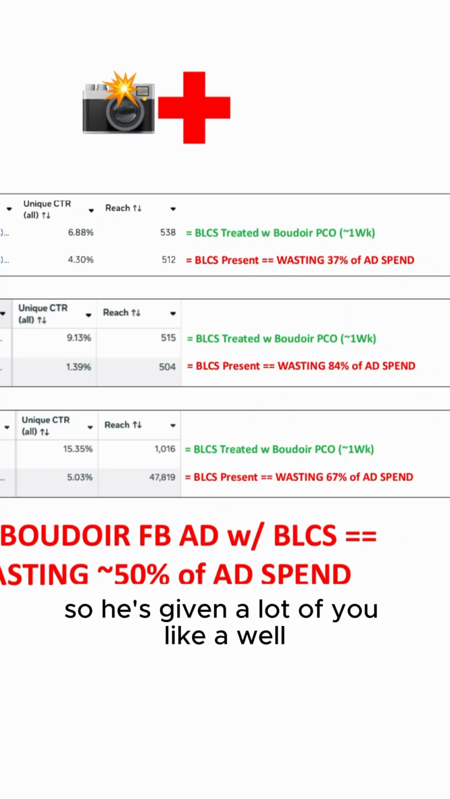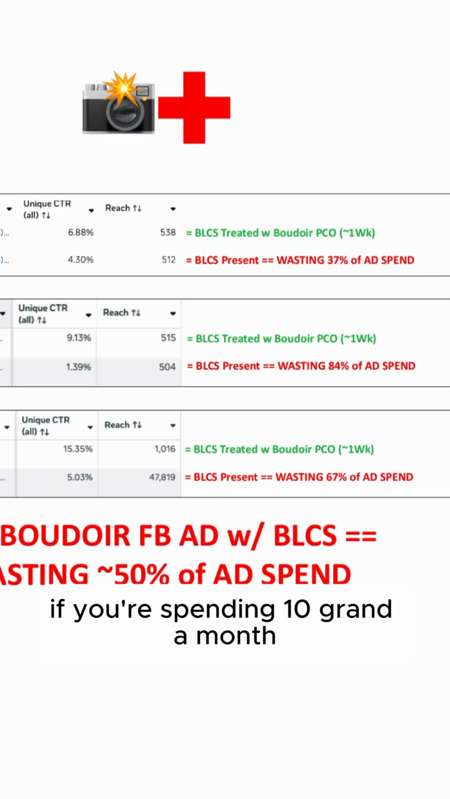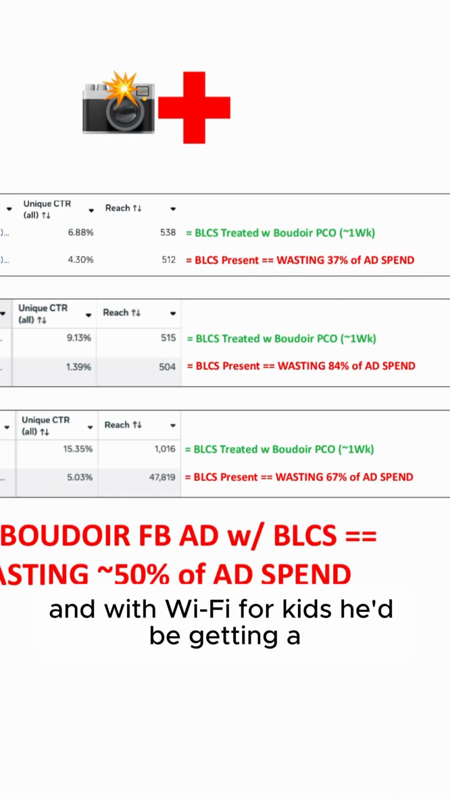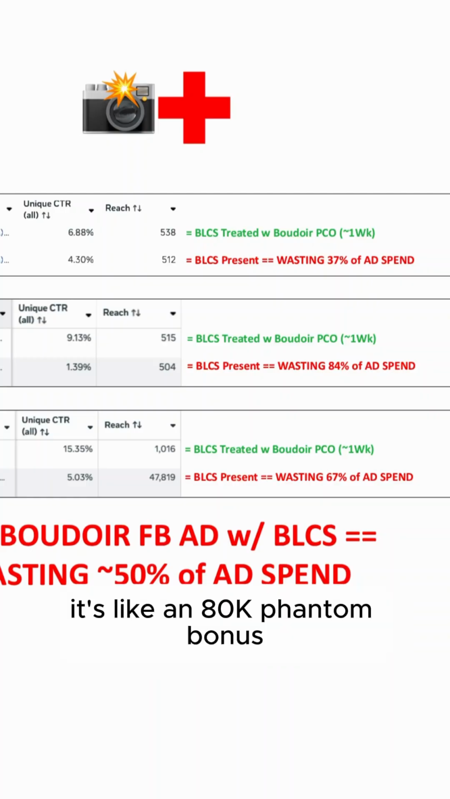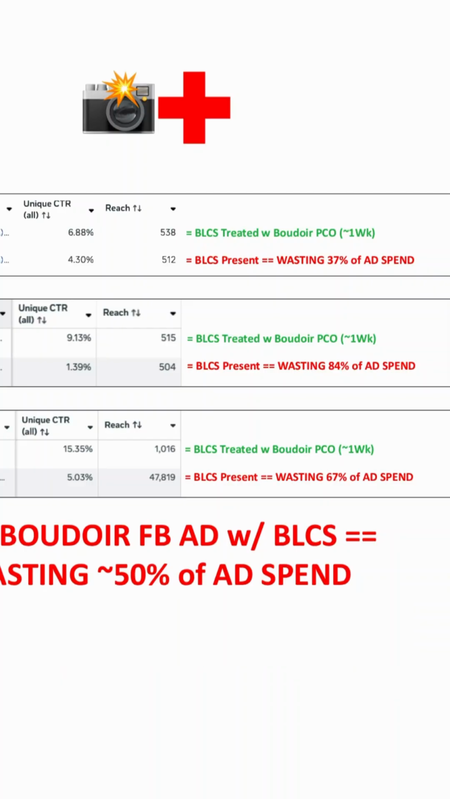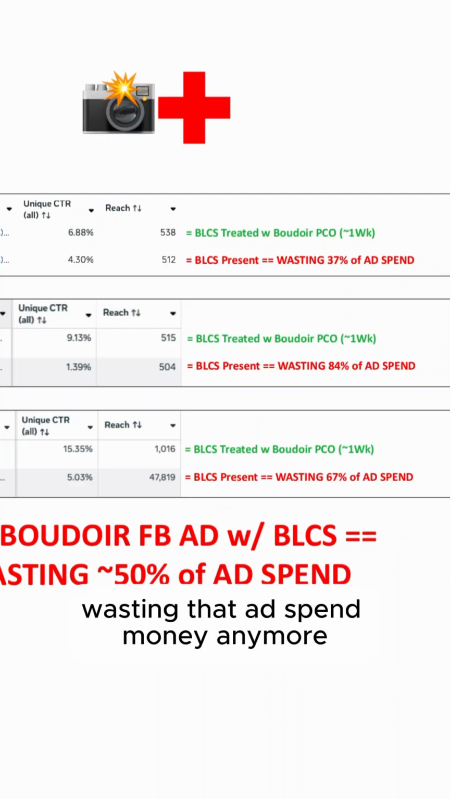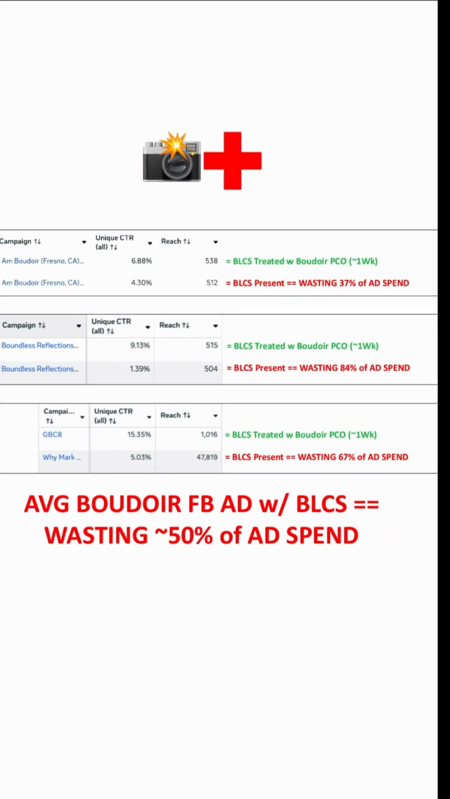So he's getting literally, well, if he was spending 10 grand a month on Boudoir Facebook ads, he'd be getting basically like an 80K phantom bonus over the next 12 months from not wasting that ad spend money anymore.